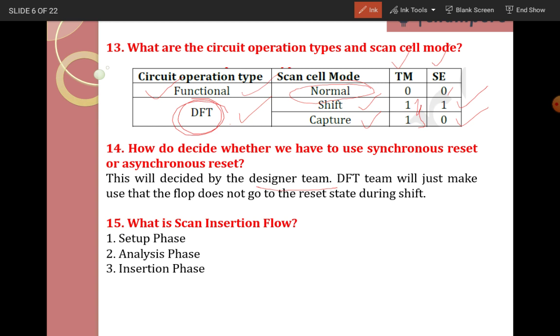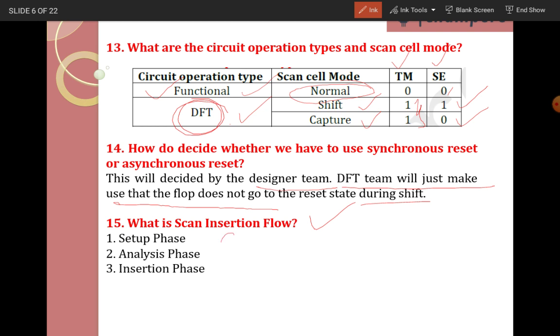So the DFT team will make sure that the flops do not go to the reset state during shift. During shift the flops should not reset. That is how we need to take care. And what is the scan insertion flow? It's very important, so explain the scan insertion flow. It's an important question from an interview point of view.